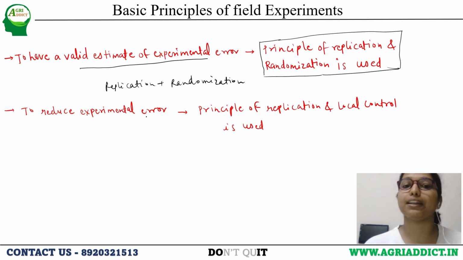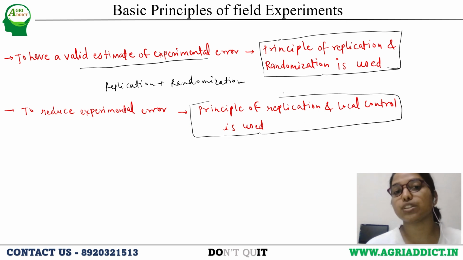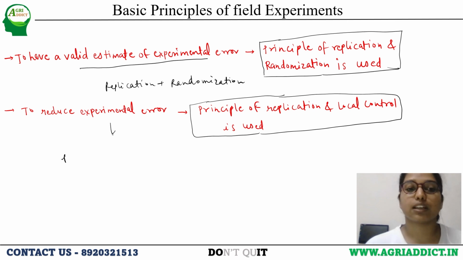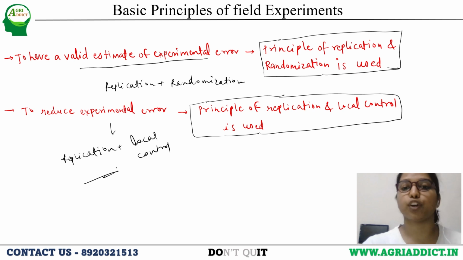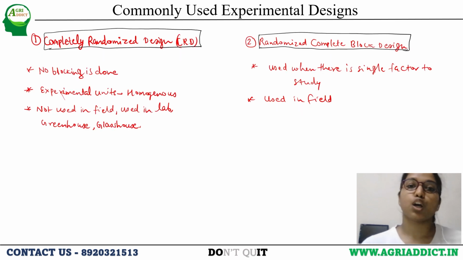So to reduce experimental error, the principles of replication and local control are used. When we have to reduce the experimental error, in this case what we are using is replication plus local control. Okay, I hope you got the point. Let's move to the next slide. So we will be discussing the commonly used experimental designs. So first is completely randomized design.